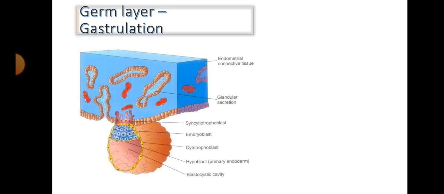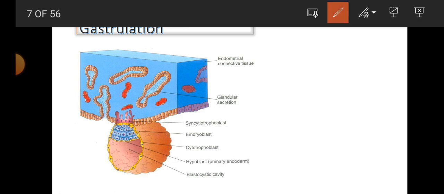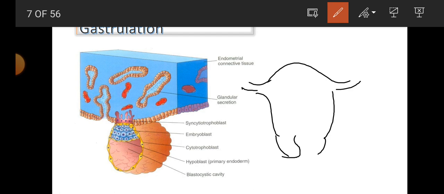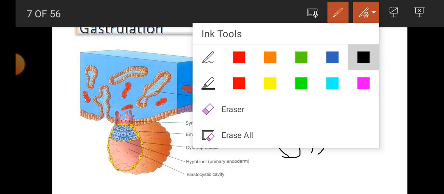What happens in this picture is that this ball of cells is going to get attached to the posterior wall of the fundus of the uterus. These are the uterine tubes that extend. This is the body of the uterus. Here is the cervix and this is the cervical canal. This is the uterine canal, and this is the fundus. Here the developing blastocyst gets attached.